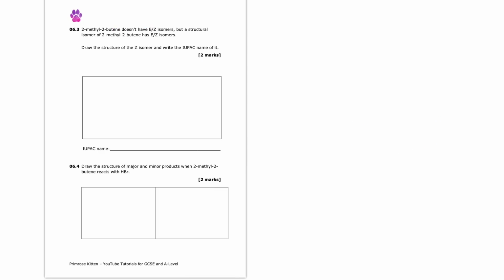So here we're told that 2-methyl-2-butene doesn't have EZ isomers, but a structural isomer of it does have EZ isomers. We're asked to draw the structure of the Z isomer and write the name for it. So if we start just by sort of writing it out again. So just sort of filling in some carbons. We can see that this doesn't have EZ isomers because it has two of the same group coming off of one of the carbons. And the definition for having these EZ isomers or cis-trans isomers is you need a CC double bond and you need 2 different groups coming off of each of those carbons of the CC double bond. And we don't have that here.